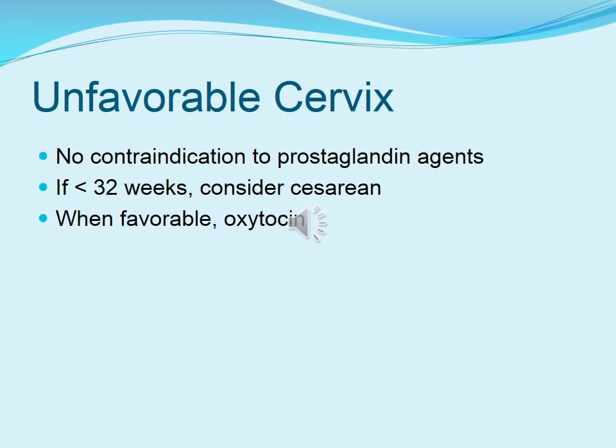While for those patients with an unfavorable cervix, if there is no contraindication to prostaglandin agents, we can ripen the cervix and we can induce them, and induction of labor can be performed. If the patient is less than 30 weeks and the fetus is so small and cannot tolerate induction of labor, consider cesarean section. When the cervix is favorable and the size of the baby is good, we can allow oxytocin and we can deliver them vaginally.